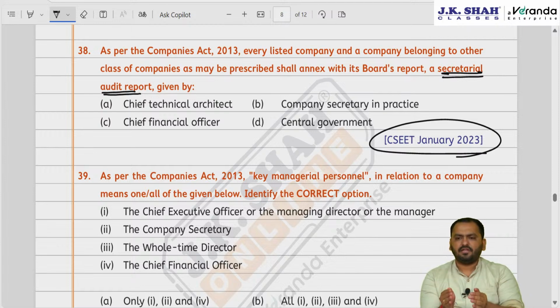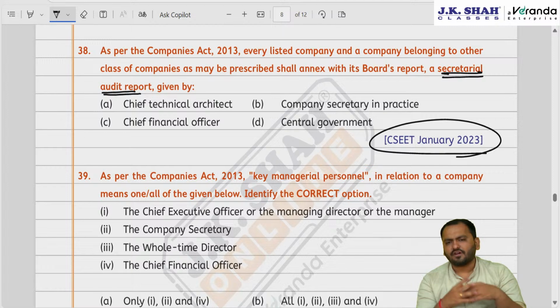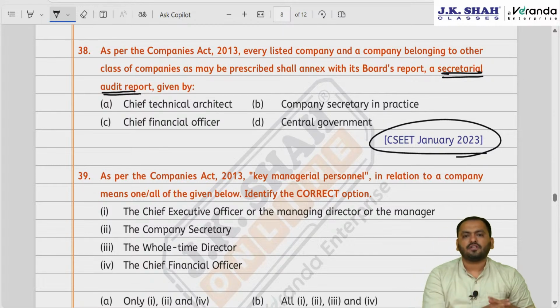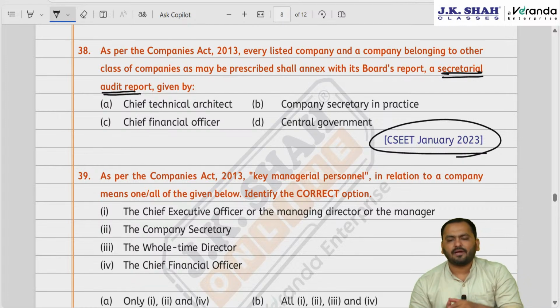Like if there is a company, there are so many different acts which are applicable on a company. Yes, so different acts, different rules are applicable on a company. So is that company following all those acts? So we conduct audit for that. So that audit is called as what? Secretarial audit. Obviously that audit will be conducted by a professional.